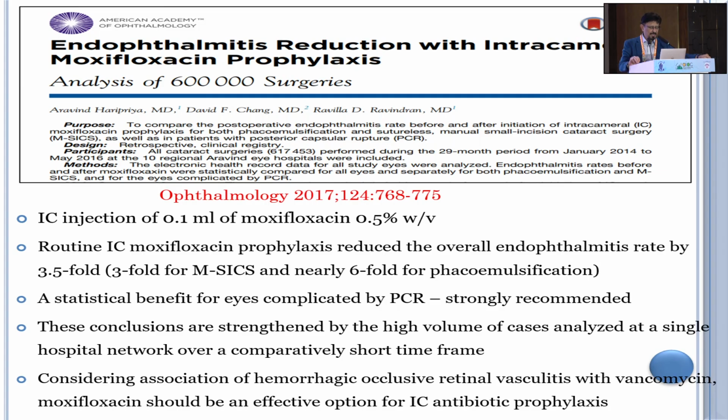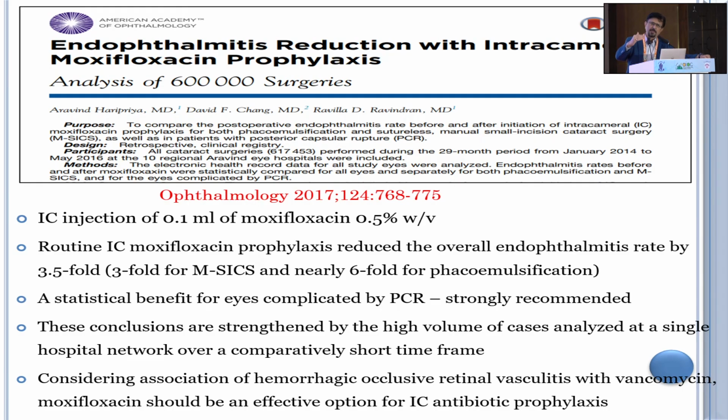So they found out that the overall endophthalmitis rate reduced by 3.5 folds, 3 folds for manual SICS and nearly 6 folds for phacoemulsification. And they also saw that in cases where there were PCRs, posterior capsular tears, wherever intracameral moxifloxacin was given, there was much more reduction in the chance of endophthalmitis, and that is why the study strongly recommended that intracameral moxifloxacin should be given in eyes wherein there is a PCR, and of course, it should be given in all the eyes because it reduces the chance of endophthalmitis.